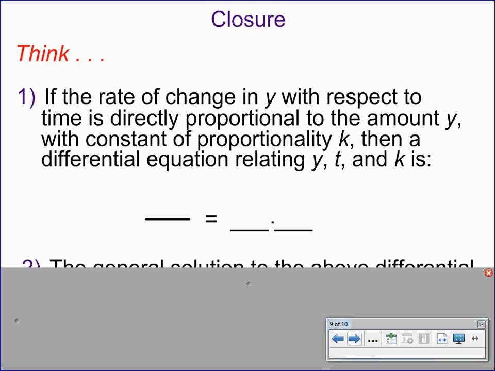Okay, and so here we go. Let's go ahead and rewrite that written expression in words. Let's rewrite that as a mathematical equation, differential equation. What would that look like with mathematical terms symbolically?